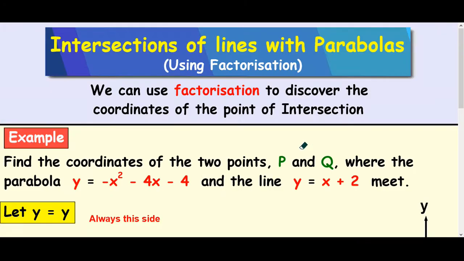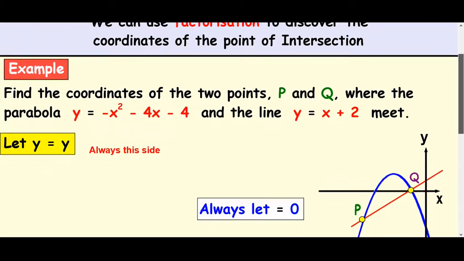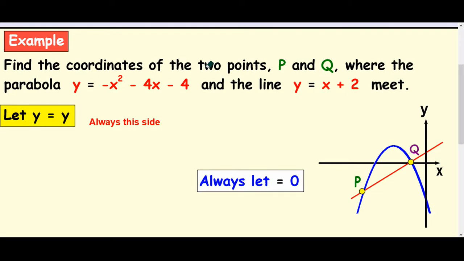Okay, I'll do one more example. This time, if we look at it, find the coordinates of the 2 points P and Q, where the parabola y equals negative x squared, take away 4x, take away 4, and the line y equals x plus 2 meet. Again, looking at this, we've got a negative x squared, which is creating this maximum turning point on the parabola. We've got a positive gradient this time in the straight line, and an intercept of 2. Positive gradient, intercept of 2. Just understanding behind that diagram.